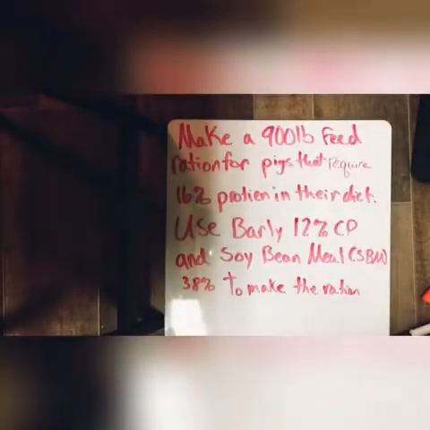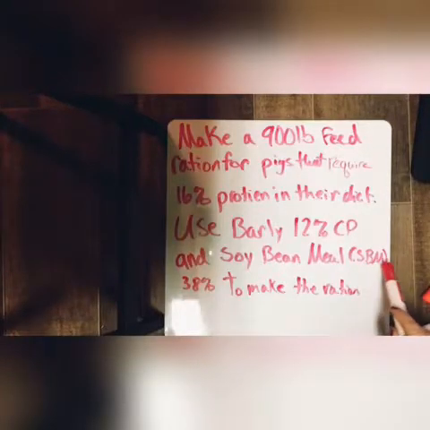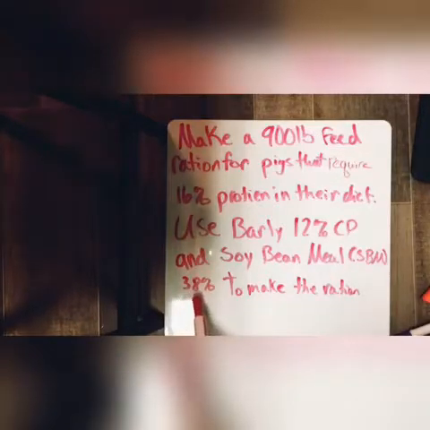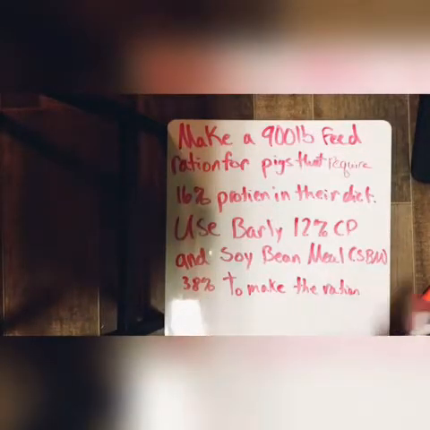So just went through, I want you to make a 900-pound feed ration for pigs that require a 16% protein in their diet. You already used the feedstuffs of barley, which has 12% crude protein, and soybean meal, or abbreviated SBM, with a 38% crude protein to make this ration. So go ahead, pause the video, and see how far you can go, and we'll check it out from there.